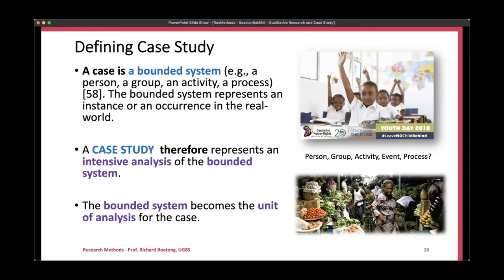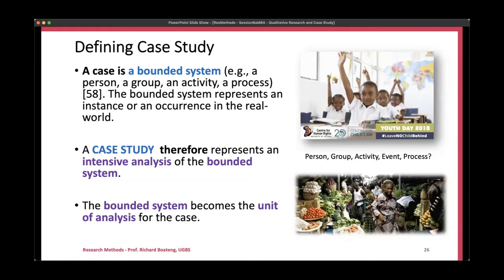Now, when you do a study of a case, what you are trying to do is to delve into that particular bounded system and do an intensive analysis of it. So you don't study just the system itself, but the historical, the social, and the temporal context in which the case dwells within. So in a study of a case, we take a case, which is a bounded system, and then we conduct an intensive analysis of it.